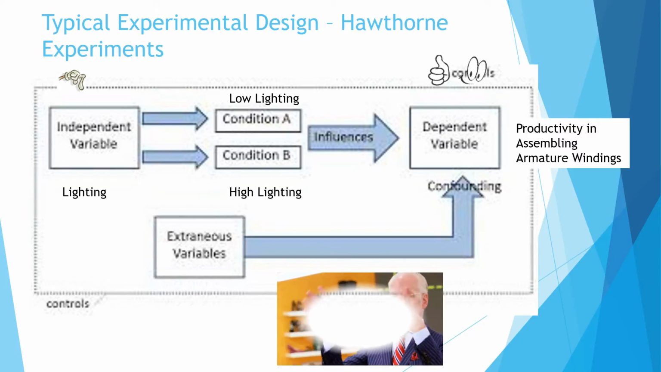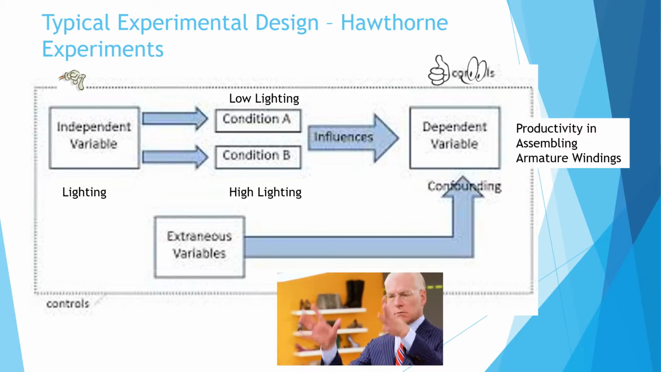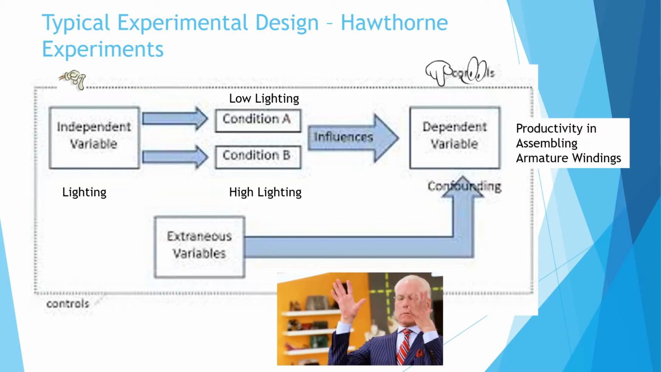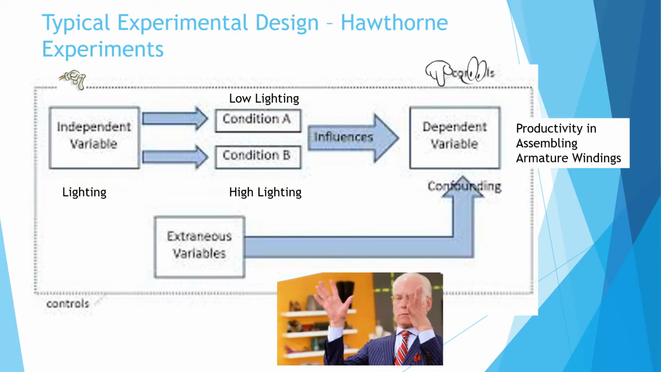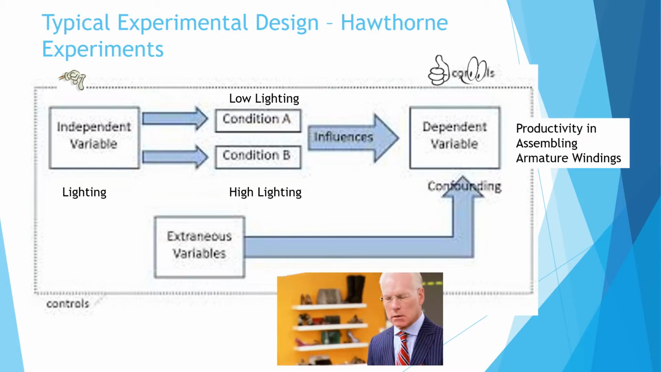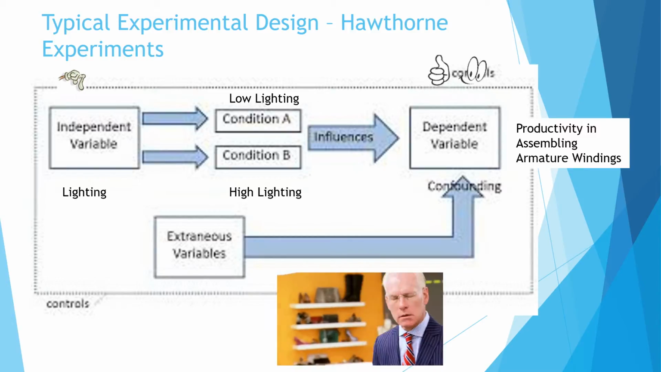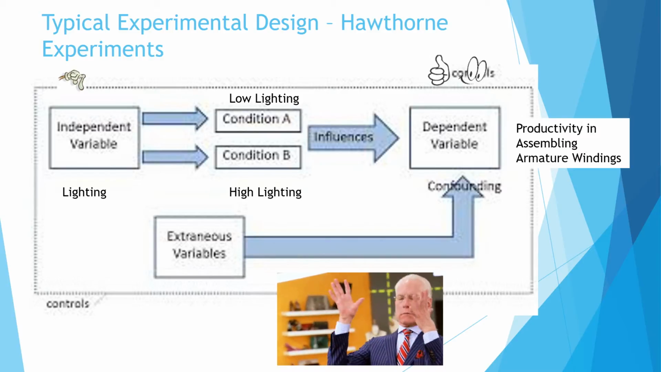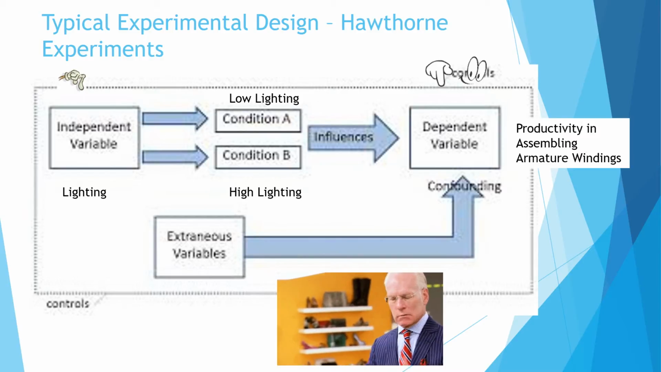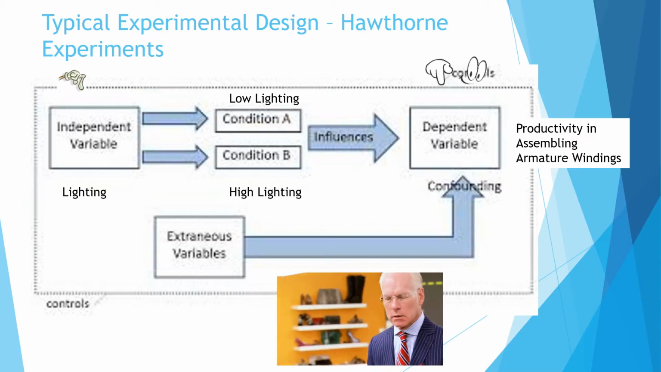The surprising thing, which blew everybody's mind, was there appeared to be no relationship. Regardless of whether the lighting was low or high, the productivity of the workers appeared to stay about the same. So then you have to ask, why was that the case? What else is going on that's causing productivity to stay the same? But then they also noticed that productivity was changing at other times, but not due to the lighting.